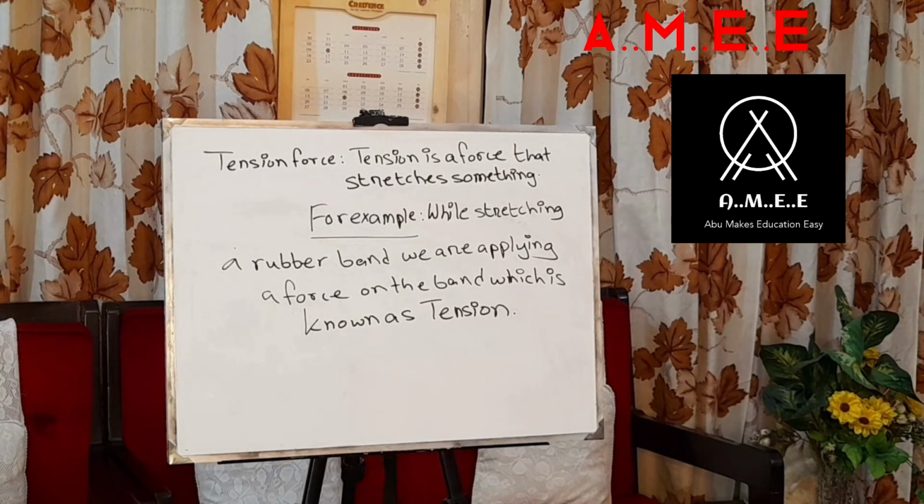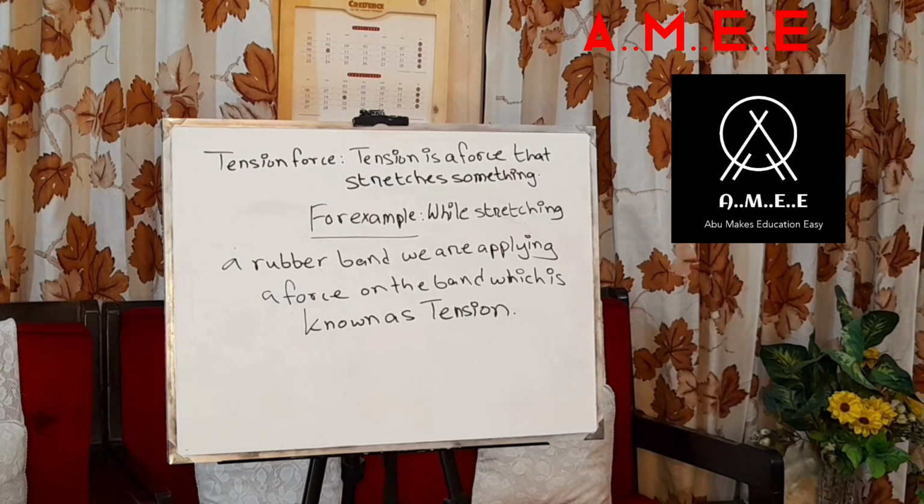For example, a rubber band is an elastic object. Plastic ropes, sometimes some ropes we stretch. When we pull both sides, the rope stretches. At that moment, tension force is acting on that specific object. For example, while stretching a rubber band, we are applying a force on the band, which is known as tension. We are stretching a rubber band, and force is being applied and stored in it.